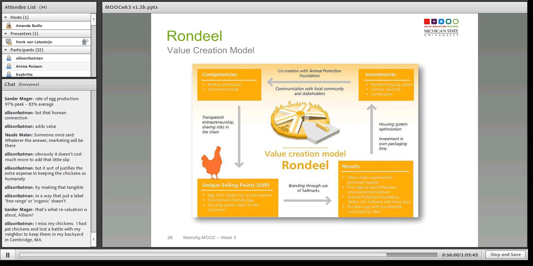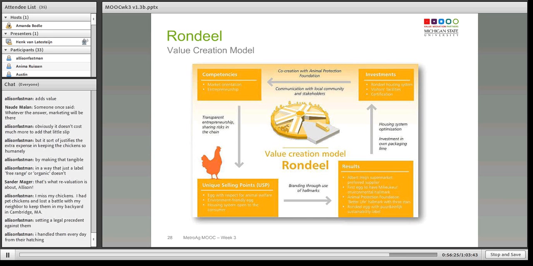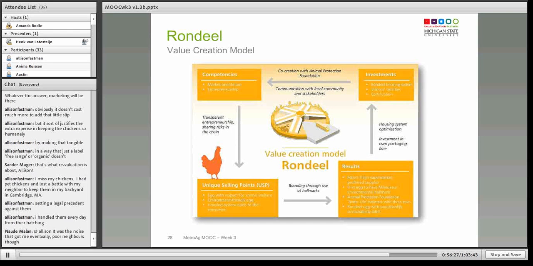You brand what you get out of there, and you get a preferred supplier relationship with a retailer in this case. This leads to revenues that you invest in the housing system, in the visitor facilities, and in a certification scheme that keeps your eggs up front. You have to be the best in class. Then you can do a trick like this. If you slip on that, then you lose your position.